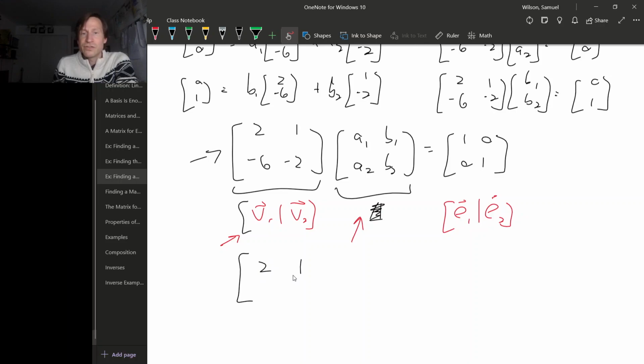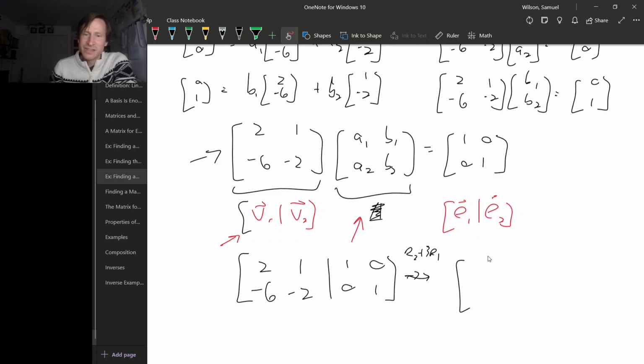We know how to calculate inverse matrices if they exist. You augment the matrix you want the inverse of with the identity matrix of the appropriate size, and then you row reduce. So let's do second row plus 3 times the first row. That ought to get rid of that -6. So 2, 1, 1, 0, and then 0, 1, 3, 1.